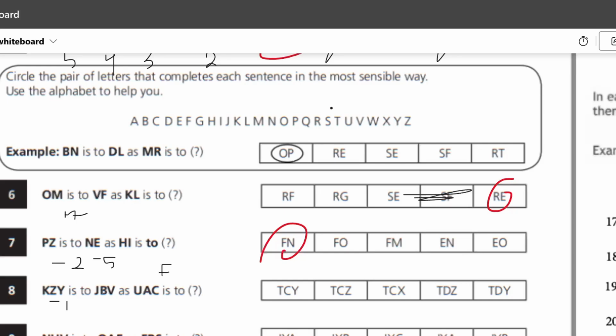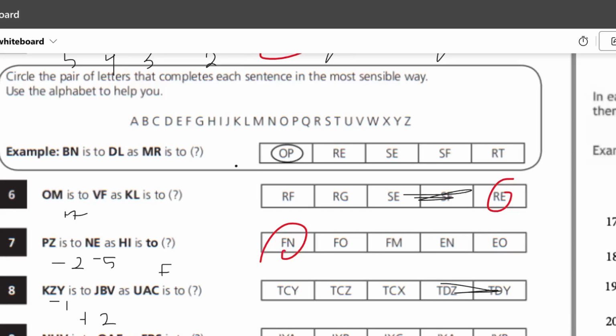So from U, we're going minus 1, and that's going to be T. And all of them start with T. So Z to B is go forwards 2, plus 2. A plus 2 is going to be C. We have C in the middle.